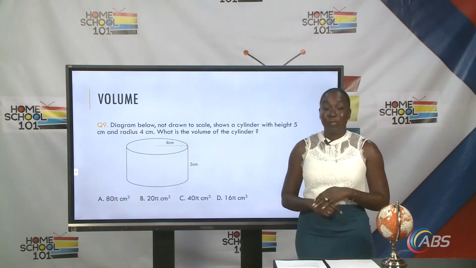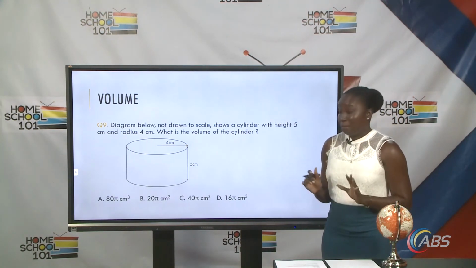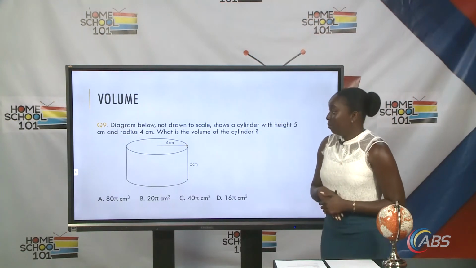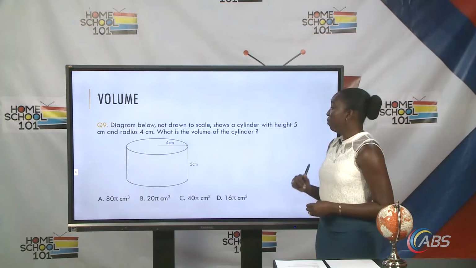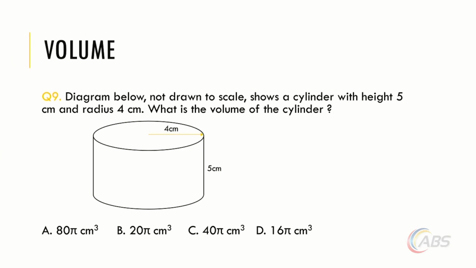All right, so moving into volume and going really quickly. So please take time and make sure this is sinking in. The diagram below, not drawn to scale, shows a cylinder with height 5 centimeters and a radius of 4 centimeters. What is the volume of the cylinder? Again, taking a look at the options, notice that pi is in there, so they never expected us to work through pi. Let's just read the question again. The diagram below, not drawn to scale, shows a cylinder with height of 5 and radius of 4 centimeters. What is the volume of the cylinder?